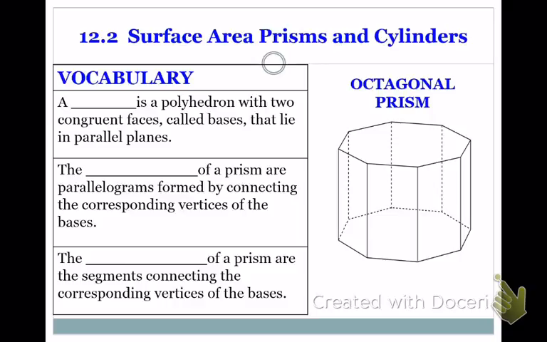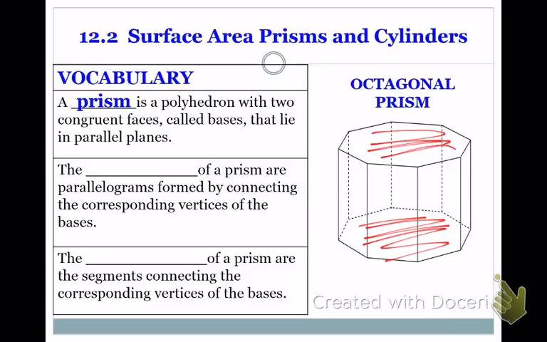We've already talked about prisms, so I feel comfortable that you know what a prism is, but the geometric definition of a prism is a polyhedron with two congruent faces called bases that are parallel. So the bases that are parallel and congruent are going to be your bases. And so in this octagonal prism over here to the right, your two octagons are going to be your bases. Okay?